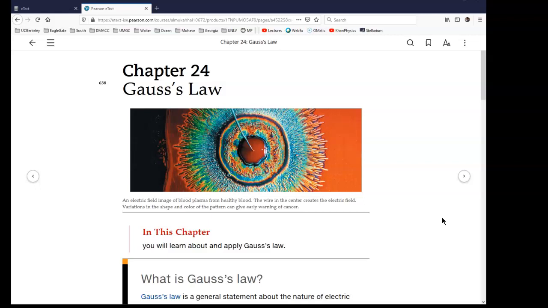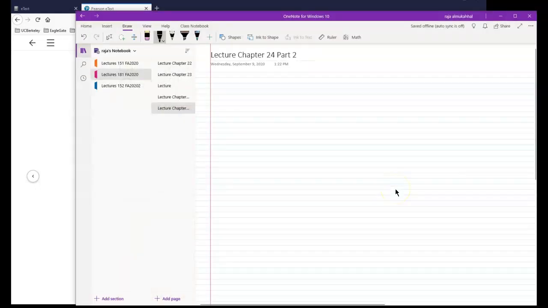And as we said in the previous lecture, Gauss's law allows you to calculate the electric field due to a distribution of charge that is highly symmetric. Okay, specifically, it's highly symmetric. Let me go back to the note. So, Gauss's law.